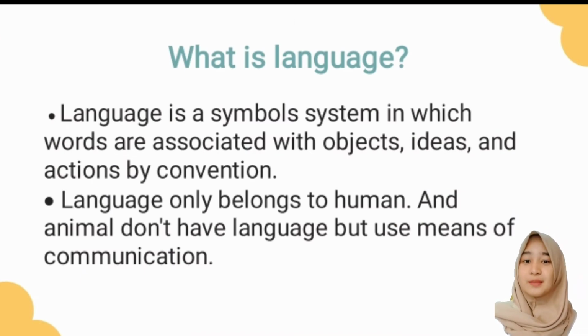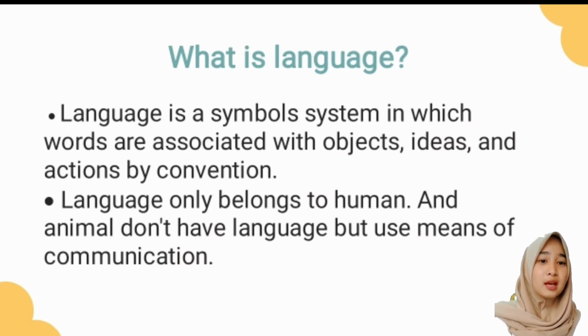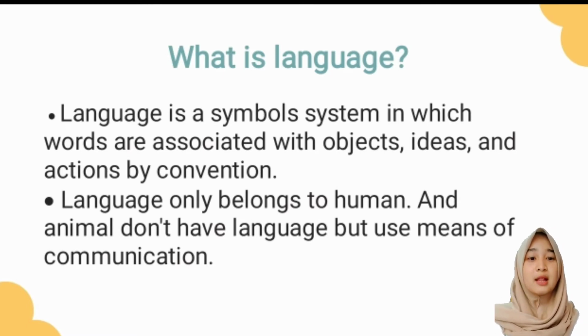What is language? Language is a symbol system in which words are associated with objects, ideas, and actions by convention. Jadi bahasa itu adalah sistem simbolik di mana kata-katanya itu dikaitkan dengan objek, ide-ide, dan tindakan berdasarkan konvensi. Terus ada language only belongs to human and animal don't have language but use means of communication. Artinya adalah bahasa itu hanya dimiliki oleh manusia. Bagaimana dengan hewan? Hewan tidak memiliki bahasa melainkan memiliki alat komunikasi.